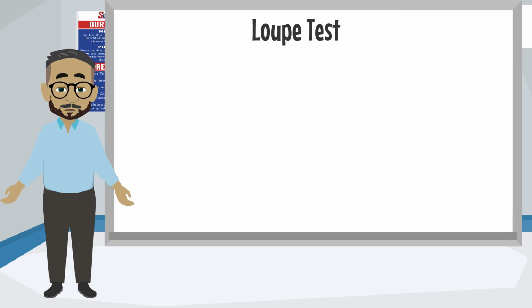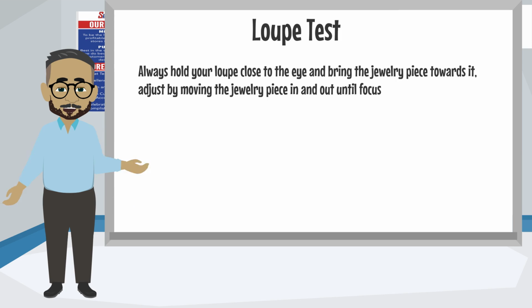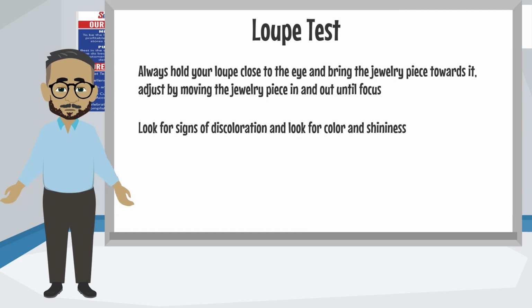The loupe test. One of the quickest ways to see if your gold is authentic is to look for engraved hallmarks somewhere on the jewelry. This stamp identifies your metal's content and/or manufacturer. Always hold your loupe close to your eye and bring the jewelry piece towards it. Adjust by moving the jewelry piece in and out until focused. Look for signs of discoloration, and look for color and shininess.